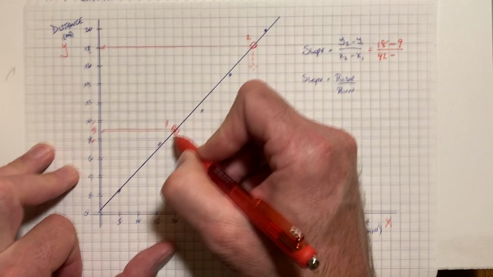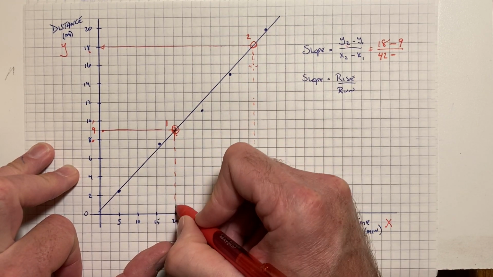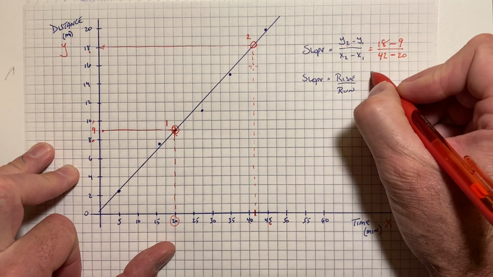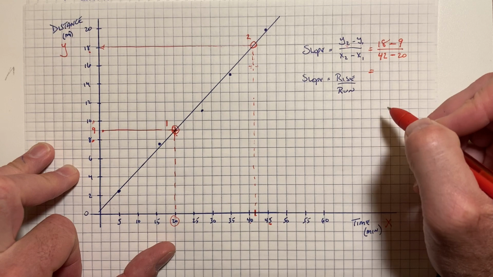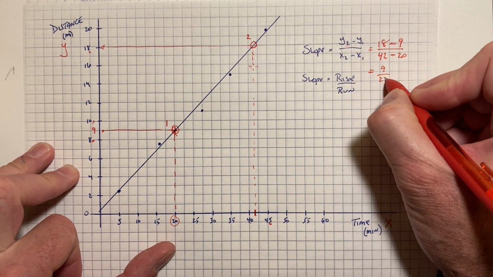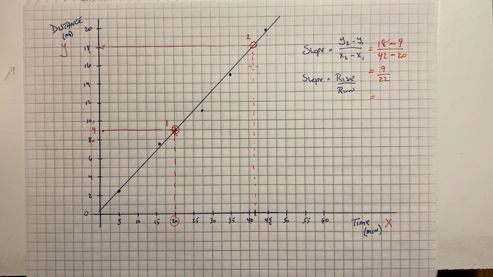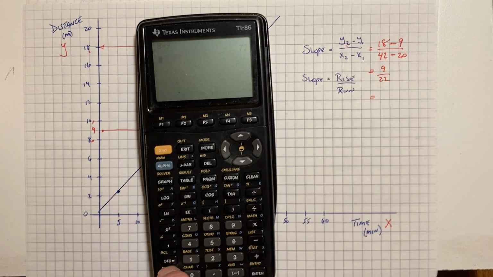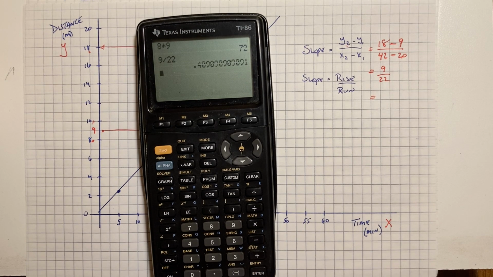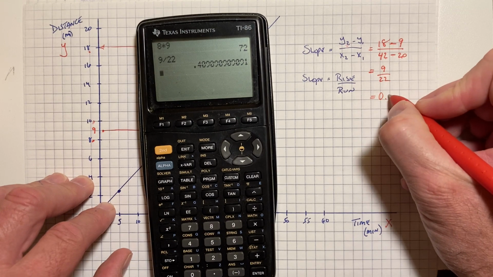And I'm going to do the same thing with my x value. And because I could put it right on a cross point there, I know that this one is easy. It's 20. So if I do the math on this, 18 minus 9 is 9, and 42 minus 20 is 22. And now I'm going to take my calculator right here, and I'm going to do 9 divided by 22, and I'm going to get 0.49.